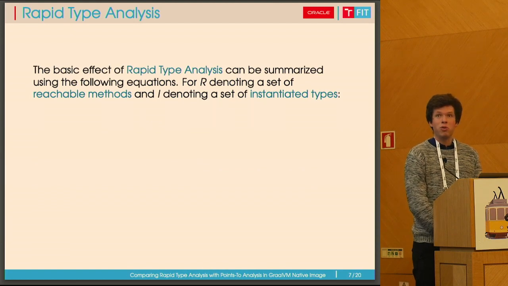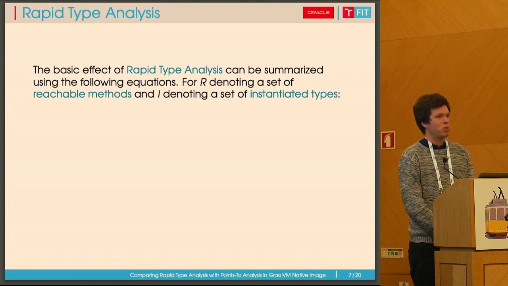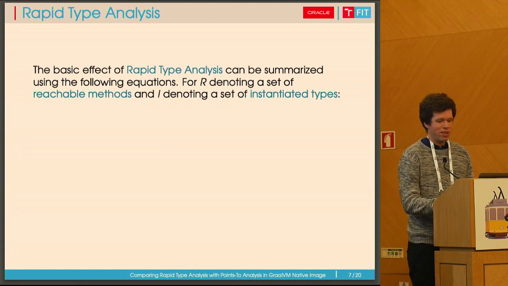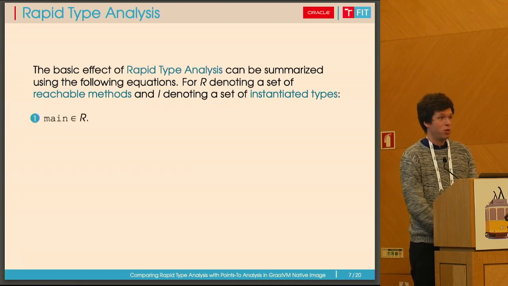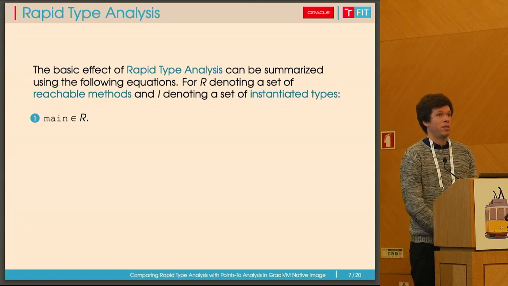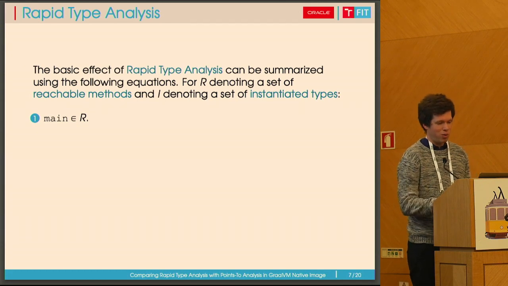To give you an intuition into how rapid type analysis works, we will formalize it using three equations that compute two sets, R and I. R stands for reachable methods and I for instantiated types. The first rule is very straightforward. It simply says that the main method, or in fact any subset of entry points, is already included in R, and it starts the computation.